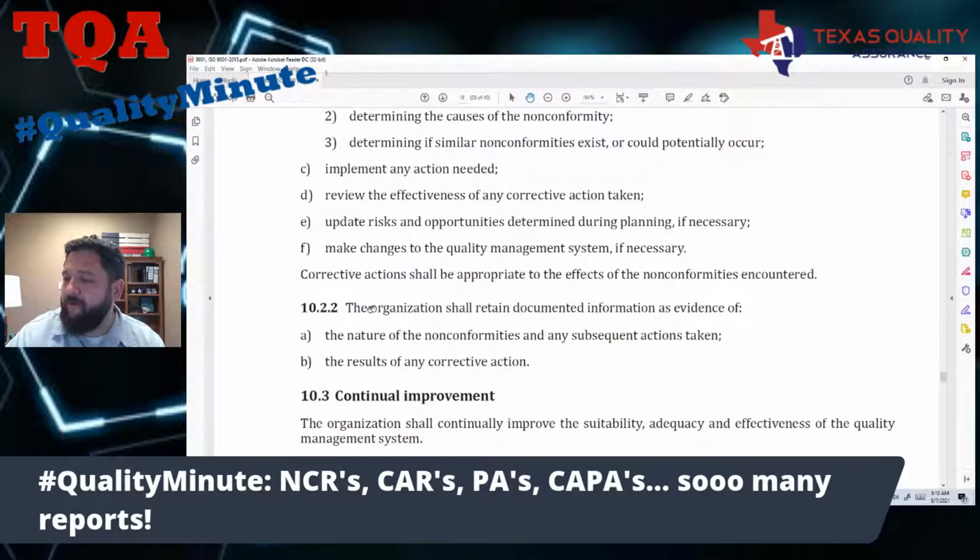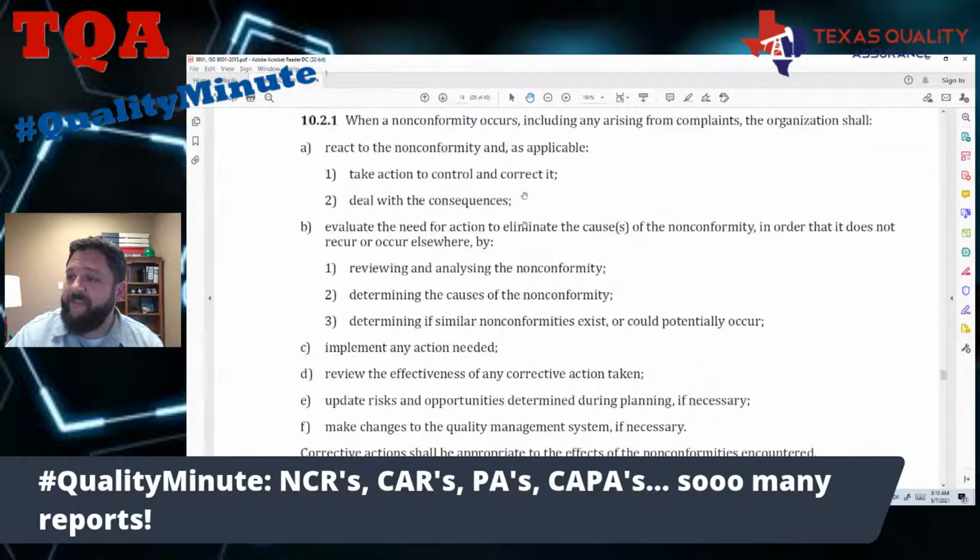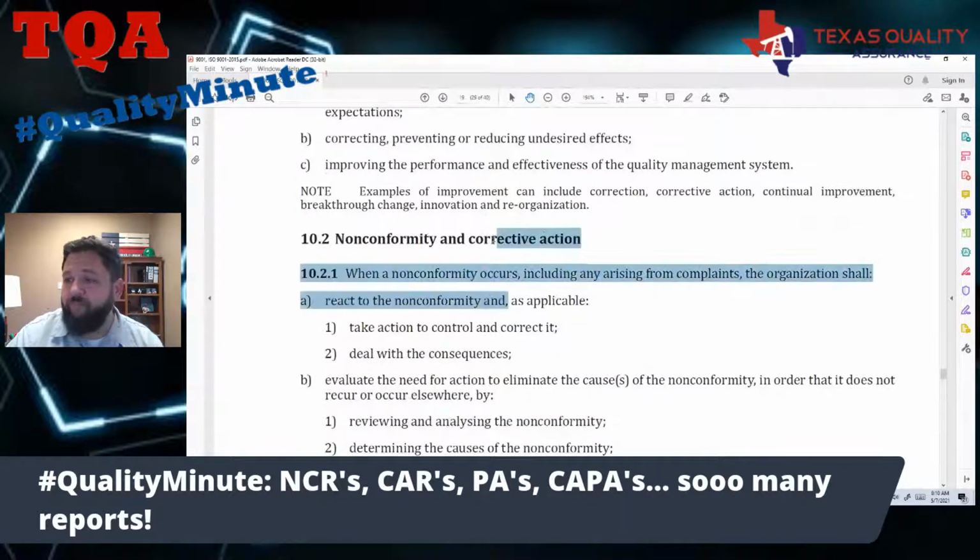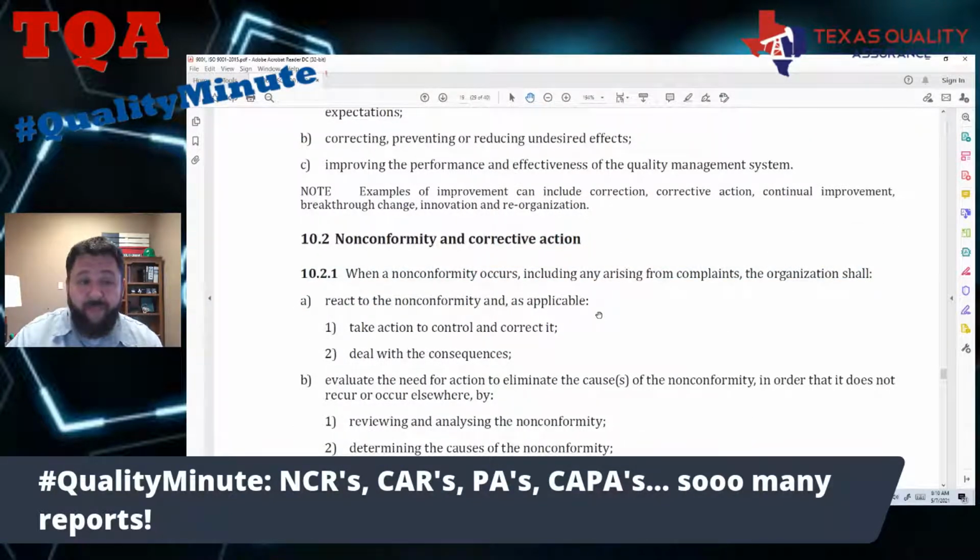So it goes a little bit further. The organization shall retain documented information, so you've got to document it, about the nature of nonconformities and subsequent actions and the results of any corrective action. And all of this is here in our improvement clause. So what I argue is that you really only need two forms here. We need a nonconformance report. We need a corrective preventative action report.